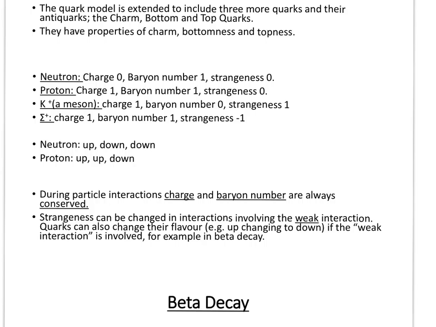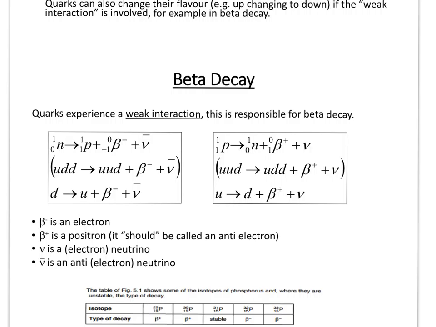Charge and baryon number are always conserved. Strangeness can be changed in interactions involving the weak interaction. Quarks can also change their flavour if the weak interaction is involved, for example in beta decay. Neutrinos and antineutrinos are released in beta decay.